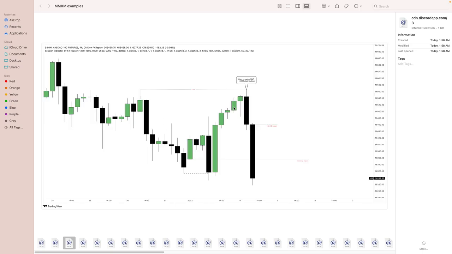right? So here, 6 a.m., this is the 4-hour chart. And notice how we have no open, high, low, close. So this is the 2 a.m. candle, or the Asia session candle. This is the 2 a.m. candle. This is the 6 a.m. candle, right? So it creates the SMT.